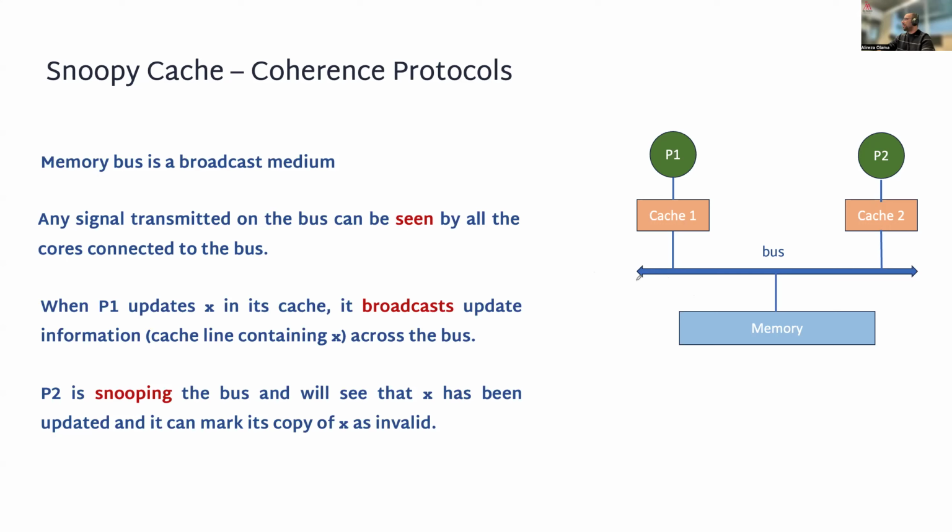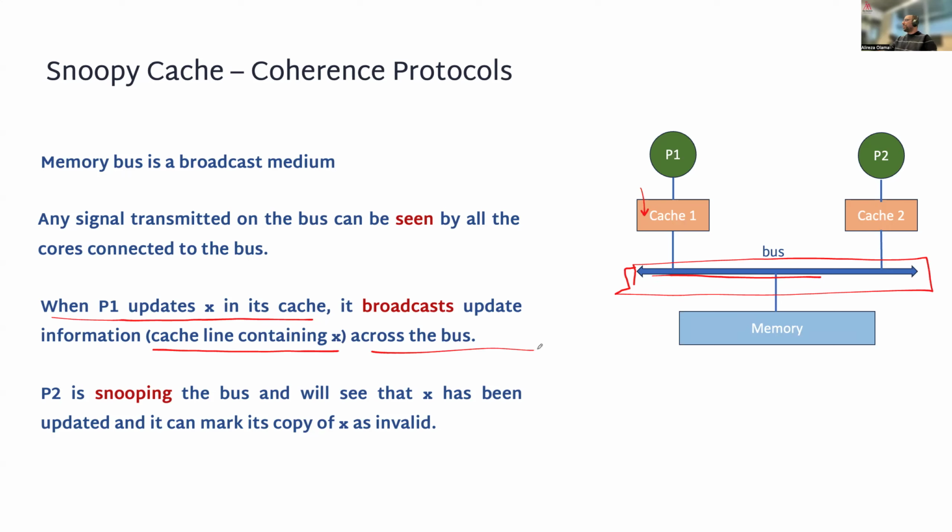So as you can see here, we have a memory bus. We have a bus that connects all the processors, right? So if I update my cache data in this processor, I can send information through this bus, and that information can be seen by the other processors, right? So for example, when P1 updates X in its cache, it can broadcast the update information, which in this case is about the cache line containing X, because we are operating on cache lines, across the bus.